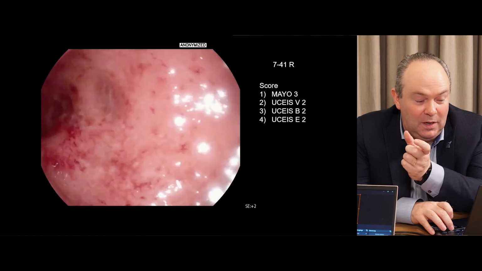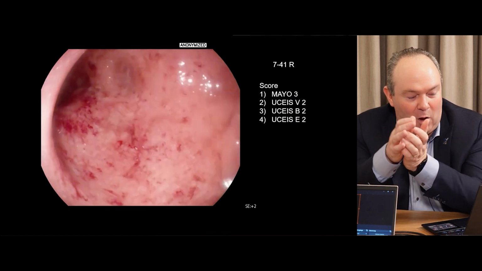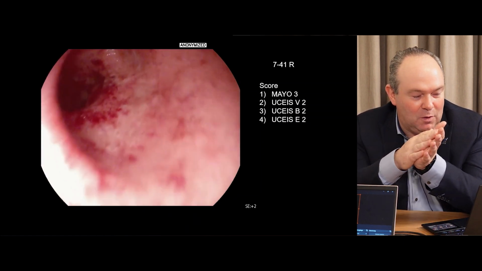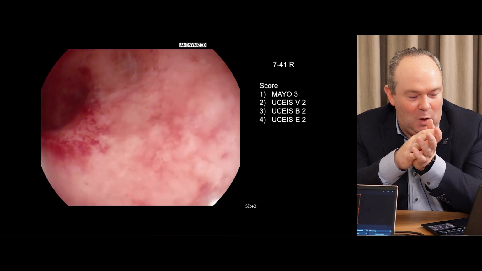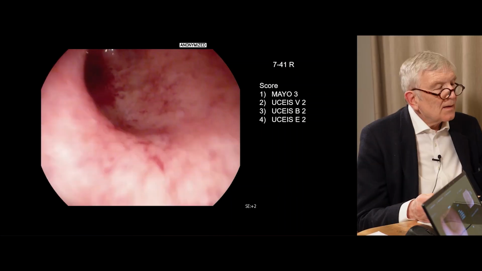And the erosions here are actually also not so pronounced. So the Mayo 3 can come with deep ulcerations, as you can see. And in this case, it's a Mayo 3 because of the spontaneous bleeding that you have. But in the UCEIS, the score is only 6 out of 8. So there you discriminate. It's more granular.